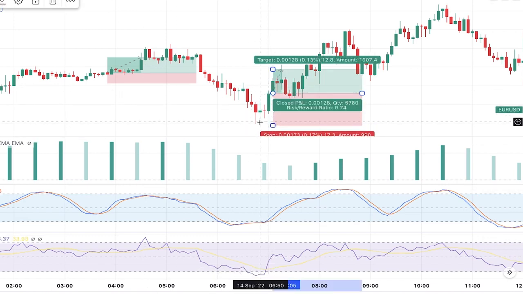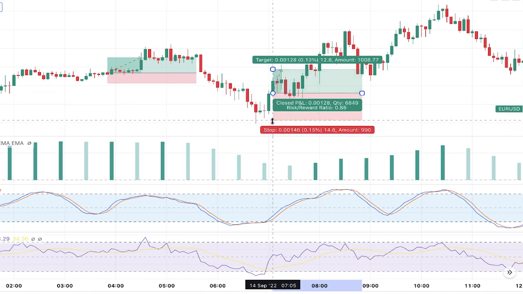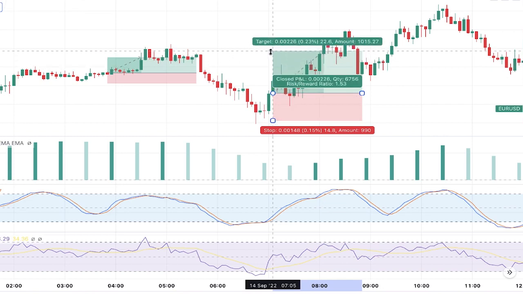So we can enter a long position here at this point with the stop loss placed below this pullback because the lowest low here is a little far from our trade entry. We can place it at a higher level. At this level, it could be a logical place, and the profit target at 1.5 risk to reward ratio.